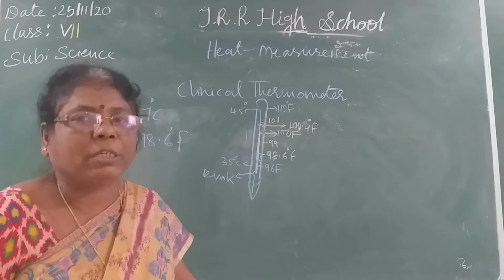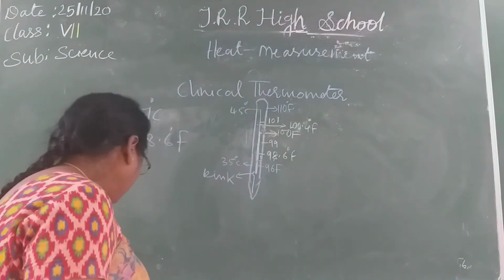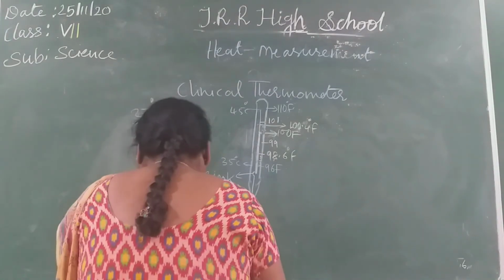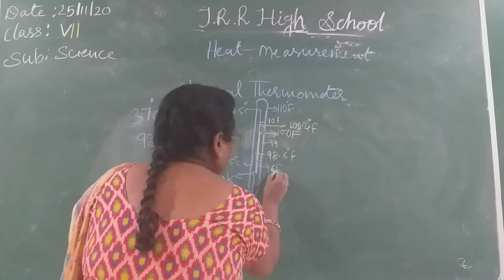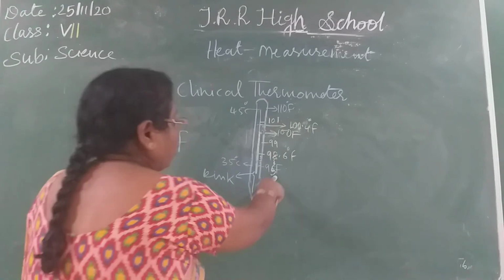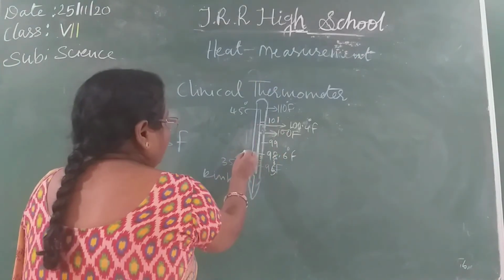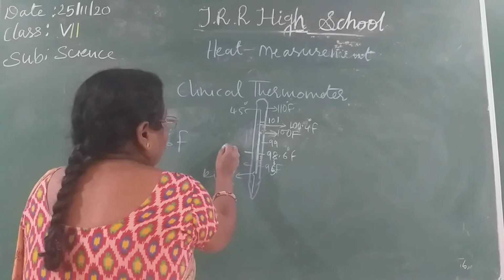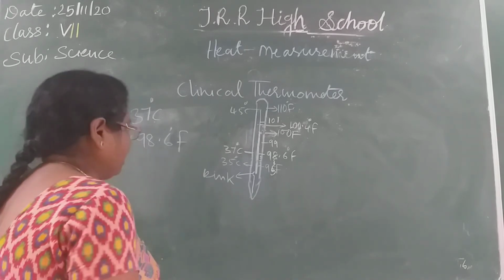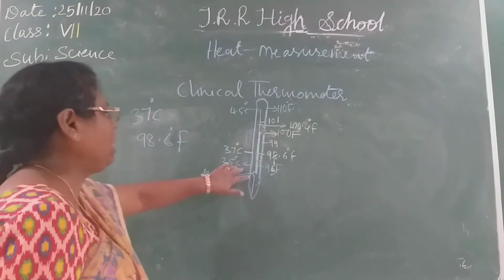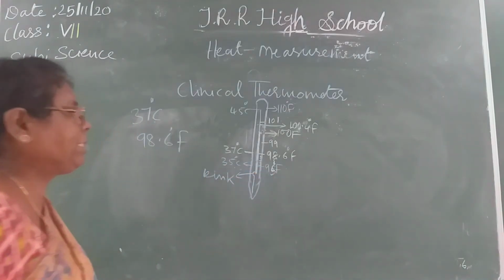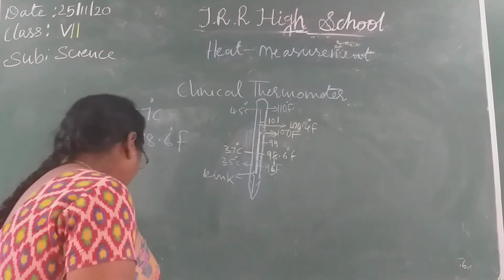Okay children, so here we will explain this. 35 degrees Celsius is equal to 95 degrees Fahrenheit, and 98.4 degrees Fahrenheit is equal to 37 degrees Celsius. What is the lowest temperature on the thermometer? That will be equal in both Celsius and Fahrenheit.